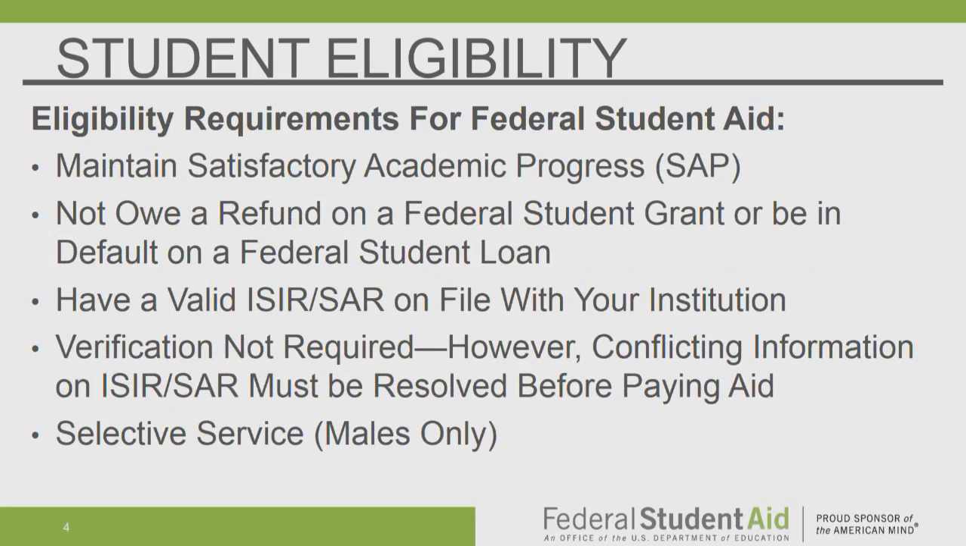Your students have to maintain satisfactory academic progress, right? This is what we're going to talk about here in a few minutes. They can't owe a refund on a federal student grant or be in default of a federal student loan. And they have to have what we call a valid ISIR or a SAR, that's the Student Aid Report, on file with your institution.